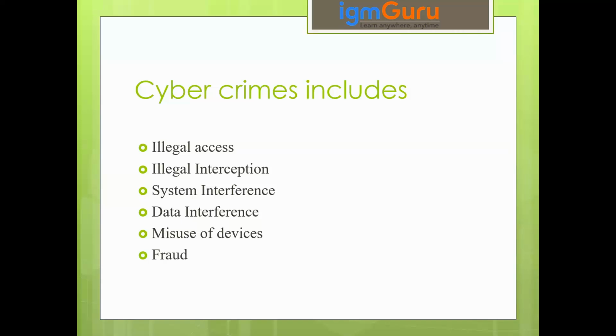So what can we include in cybercrimes? From our previous slides, we discussed illegal access, illegal interception, system interference, data interference, misuse of devices, and fraud. All of these come under cybercrime. Now we know what illegal access is, what illegal interception is, what data or system interference is, and then misuse of devices. Misuse of devices is very common nowadays. That's why I don't give my phone to anyone.